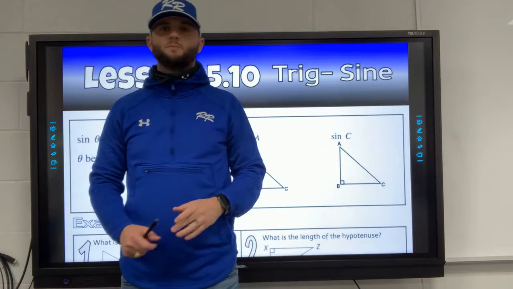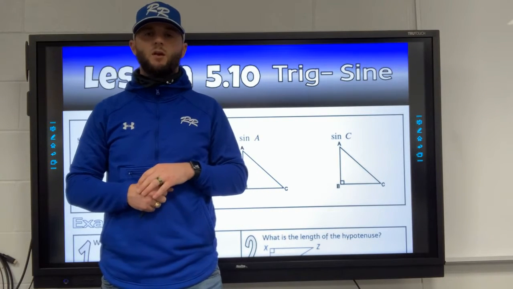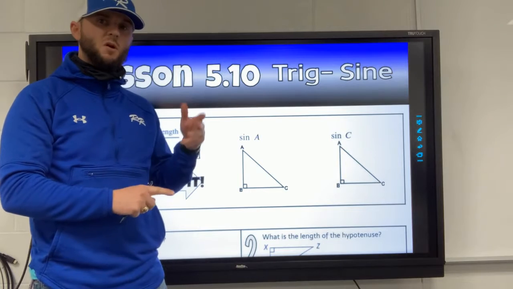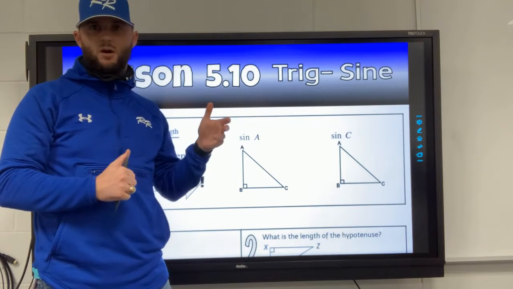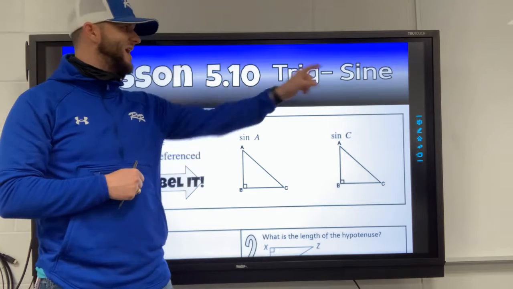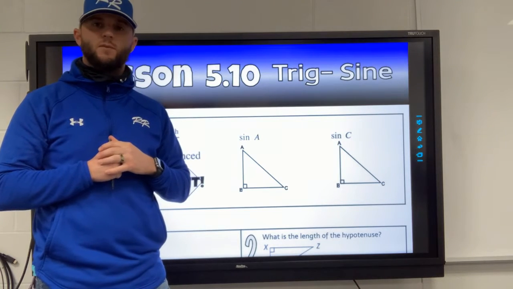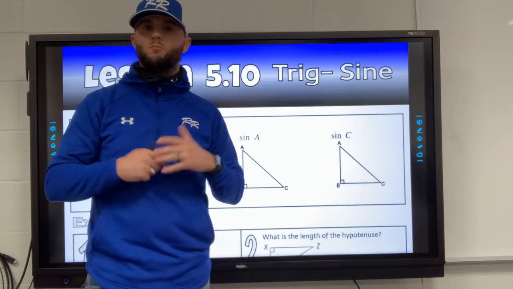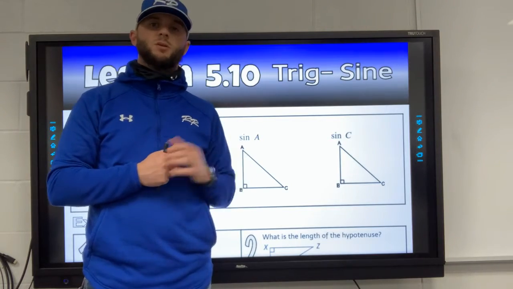You're doing good today. We're moving on to 5.10 in our Unit 5, where our next three lessons are going to be dealing with something called trig ratios, okay? And the first one we're going to look at is called the sine trig ratio, okay? We're going to use this to find some missing sides of a right triangle, and we'll put that into play. So let's jump into it.